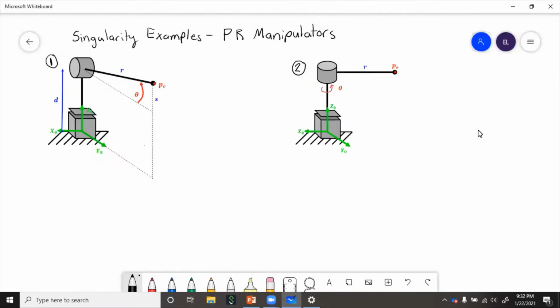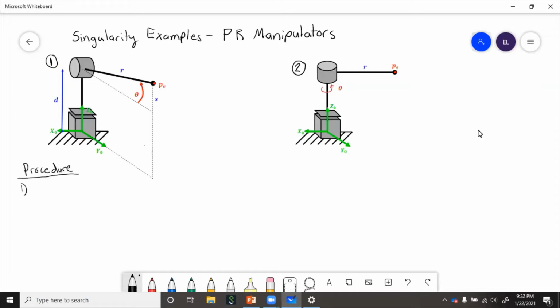In this video, we're going to look at two different examples of how to find singularities. Both of these are PR manipulators, but the first manipulator, you can see, moves in the YZ plane, and then the second manipulator can move in XYZ because the revolute joint is flipped. So let's first write down the procedure.